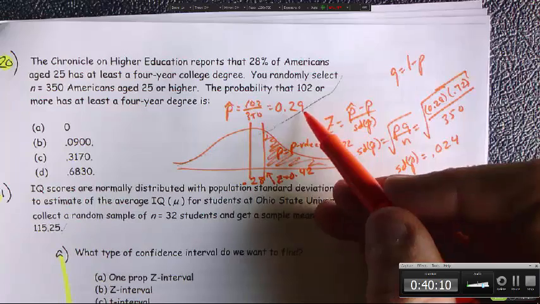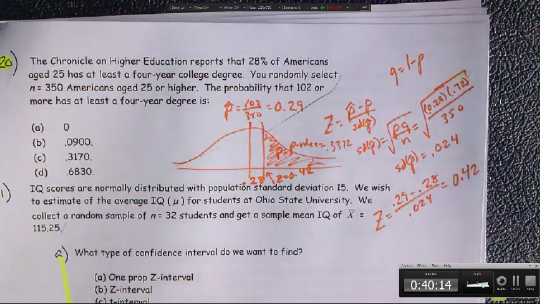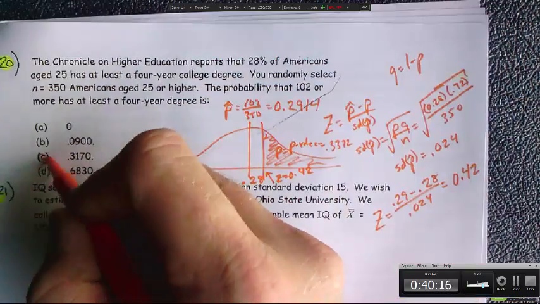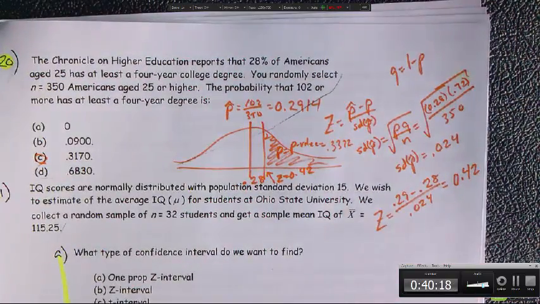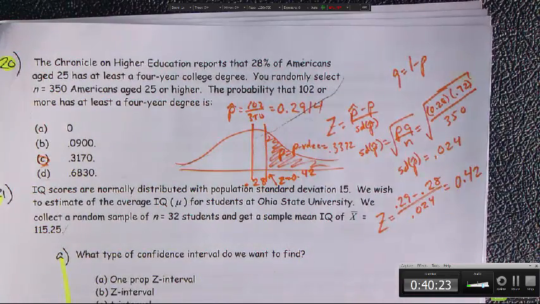I think the fact that we rounded the p hat at 0.29 caused our answer to be off a little bit. So it is C. The fact that we rounded the p hat and we rounded the standard deviation caused our answer to be slightly off.